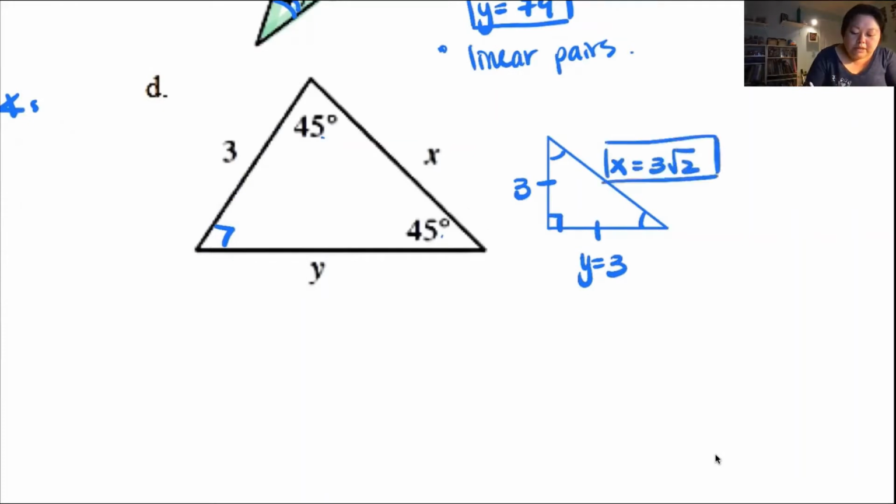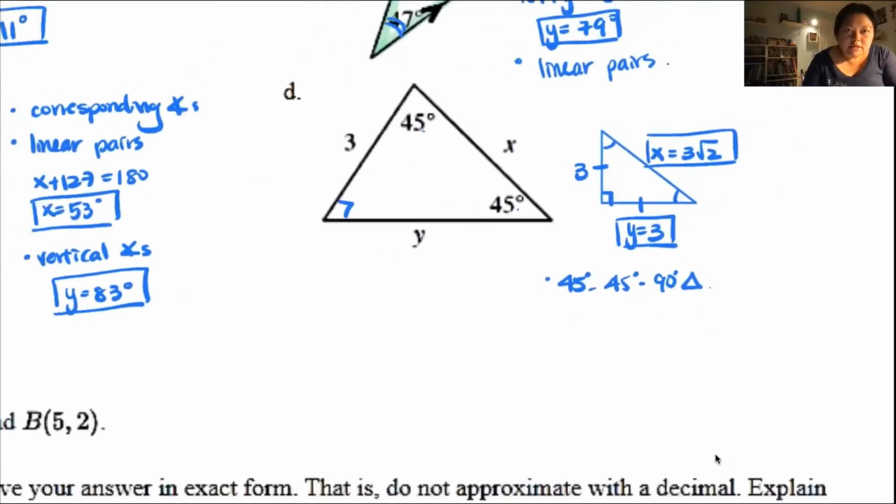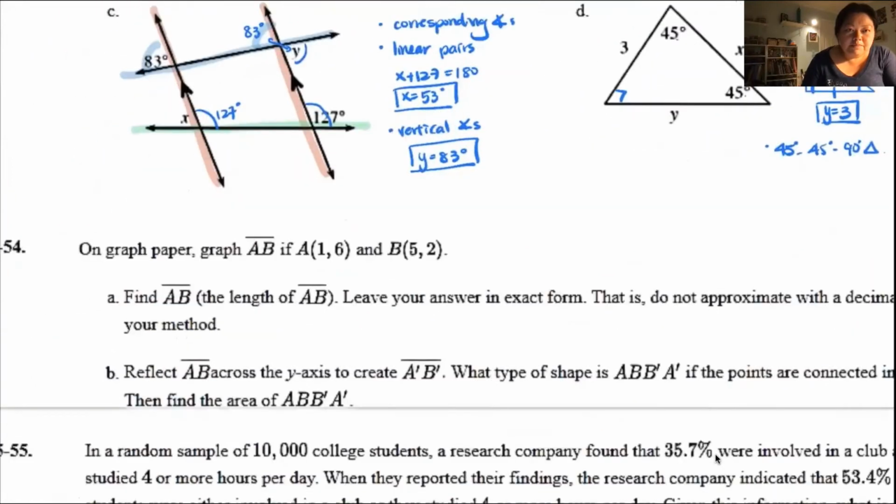Okay, so what did I use? What was the geometric relationship? I used the fact that this is a 45, 45, 90 triangle. So that's a shortcut I used. Okay, all right, I'm going to zoom out. And that's it for this problem.